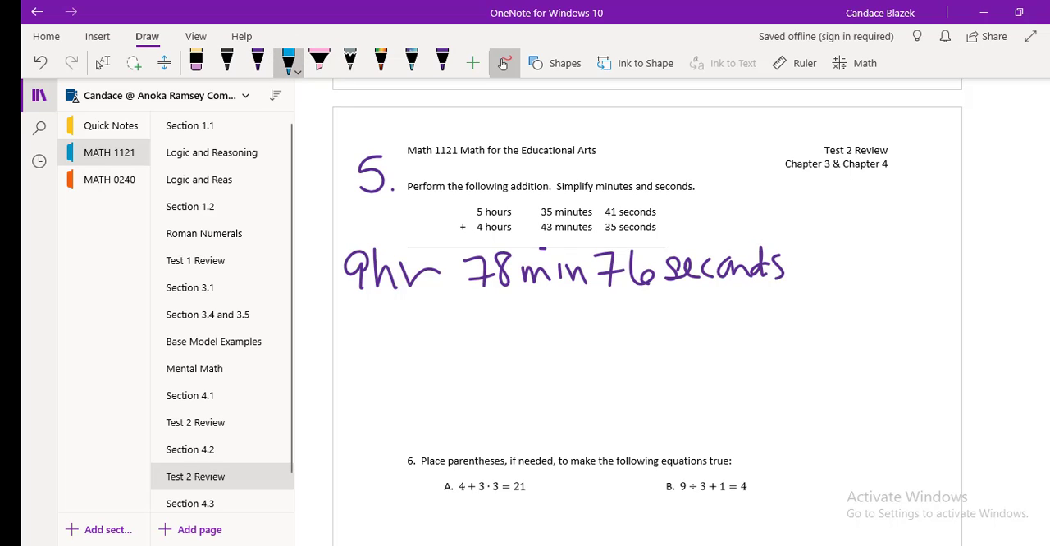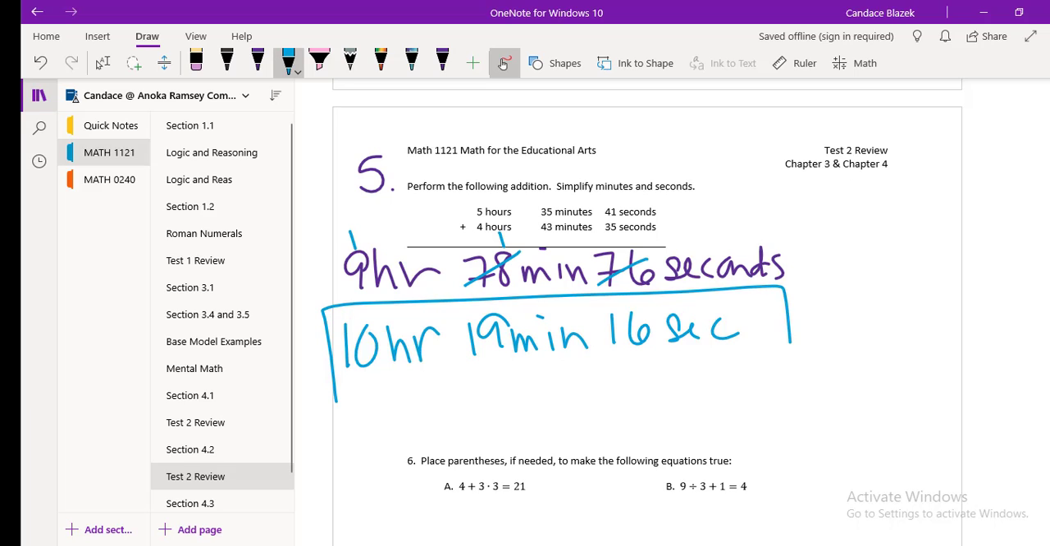So I would cancel off 60 from this 76, and I'm going to get 16 seconds. I'm going to carry this, and I end up with 78 plus 1 of 79 minutes. I'm going to take 60 off of that, and I'm going to have 19 minutes. And then I'm going to move the 1 over to the hours, and I have 10 hours, 19 minutes, and 16 seconds.